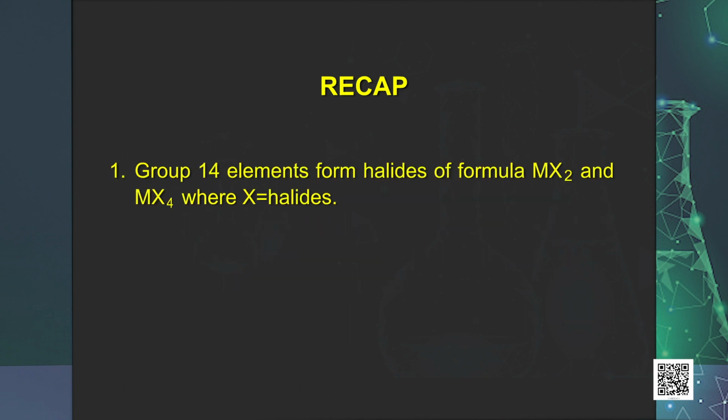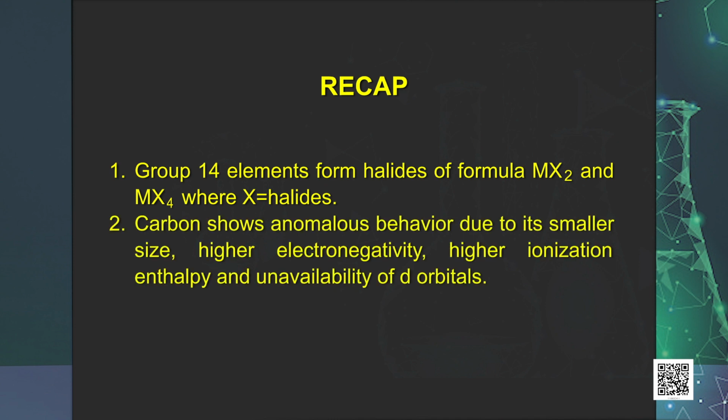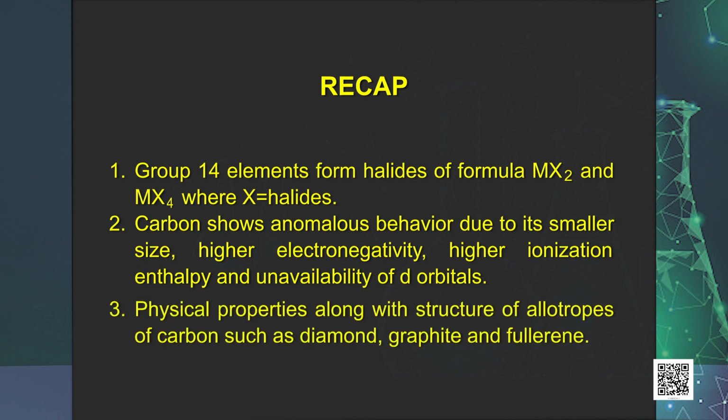Group 14 elements form halides of formula MX2 and MX4, where X is equal to halides. Carbon shows anomalous behavior due to its smaller size, higher electronegativity, higher ionization enthalpy and unavailability of d orbitals. Physical properties along with structure of allotropes of carbon such as diamond, graphite and fullerene were also studied.